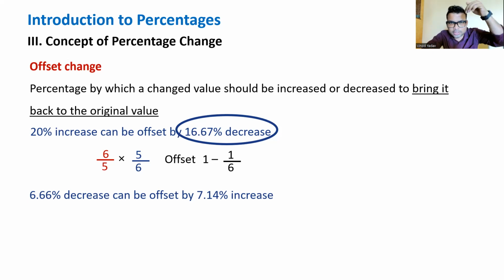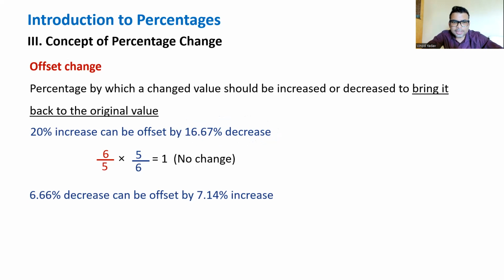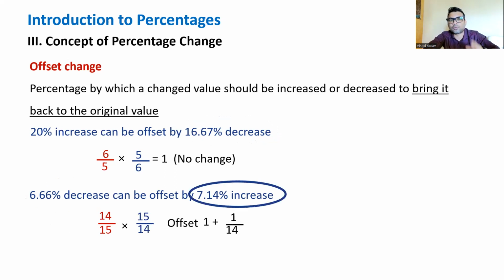So 1 minus, so that is a decrease. Similarly, 6.66% decrease means 1 minus 1 by 15. So 14 by 15. So to nullify it, we need to multiply by 15 by 14. 15 by 14 means 1 plus 1 by 14. 1 plus means increase by how much? 1 by 14. 1 by 14 is 7.14%. Understood?